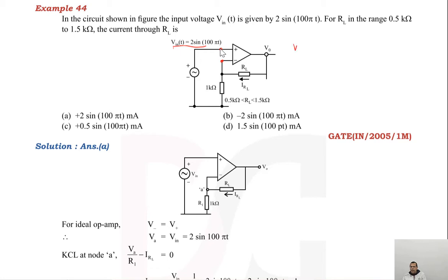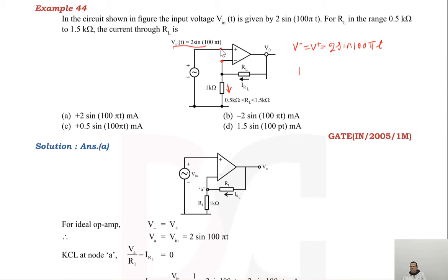So for an ideal op-amp, V minus is equal to V plus, and that is equal to the input voltage, which is nothing but 2 sin 100 pi t. So now the voltage at the inverting terminal is this. Now what is the current in this resistance? That is the current in 1 ohm.